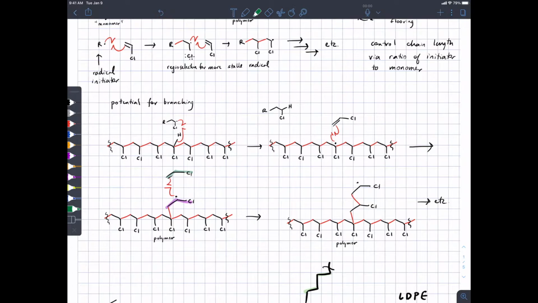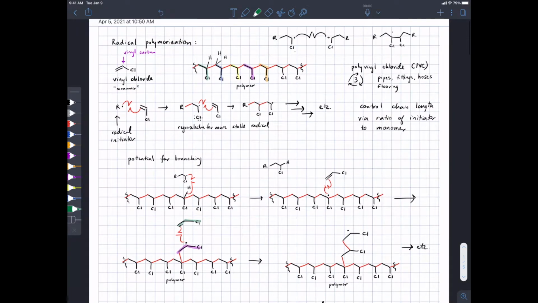And the more branching the polymer has, well, that can affect its properties, and we'll talk about that in just a second. But questions at this point? Yeah? Where would be the main source of vinyl chloride that is used in like PVC piping and decking? Where do you get vinyl chloride from?